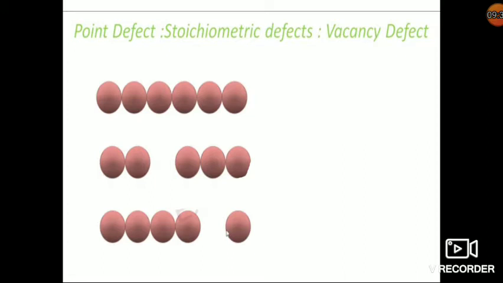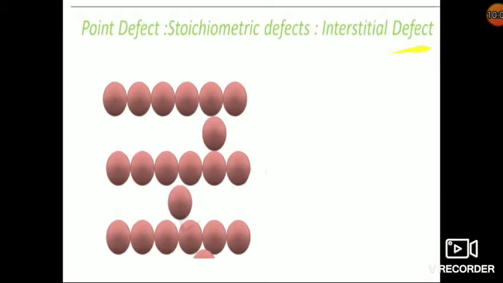It happens for non-ionic compounds. It doesn't happen for ionic compounds. It happens for non-ionic compounds where some atoms, molecules or ions are missing from the lattice site. So some vacancy is created and hence it is called vacancy defect. Do remember, vacancy defect always results in a decrease in density because the atom is missing. They left the solid.